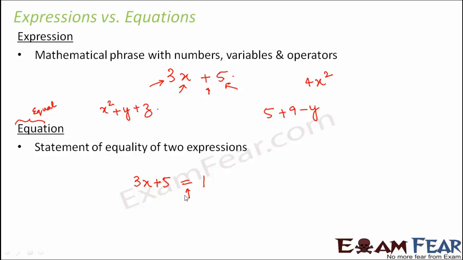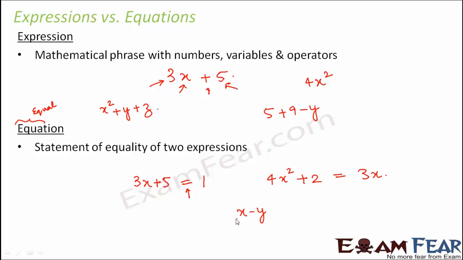Now when we have this equality symbol, what are we trying to say? We are trying to say that the entire expression 3x plus 5, its value is equal to 1. So that is what we are trying to depict. Similarly, look at 4x squared plus 2 is equal to 3x. Here also, this is an expression, and this is also an expression, but since there is an equality sign connecting the two, overall this is an equation.